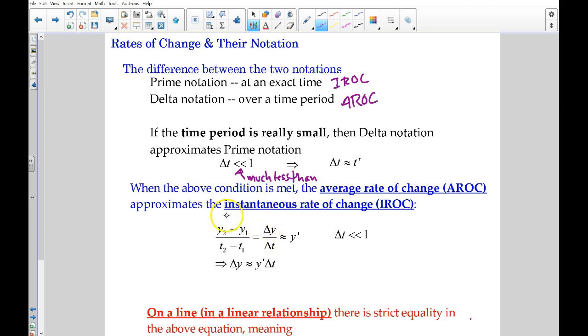So what we're saying is, average rate of change is this formula, but if we look at it in delta notation, we say delta y over delta t is approximately equal to y prime, and that's more or less an equation for us, so we can rearrange, multiply by delta t, and we get this. Note for a linear equation, we can write this as y minus y1 is equal to y prime times t minus t1, and that actually is point slope form of a line.